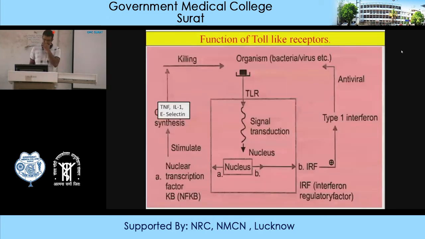This diagram shows how toll-like receptor engagement activates innate immunity. After engagement of the toll-like receptor, it induces signal transduction and activates the NF-kB and IRF pathways. Both these pathways synthesize various cytokines like tumor necrosis factor, interleukin 1 and E-selectin, which cause inflammation, and type 1 interferon is produced by activation of the IRF pathway. It has an antiviral property and kills the virus which infects the cell. So this is how the toll-like receptor works.